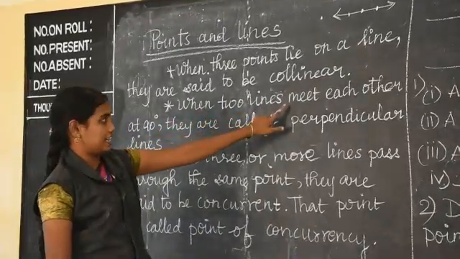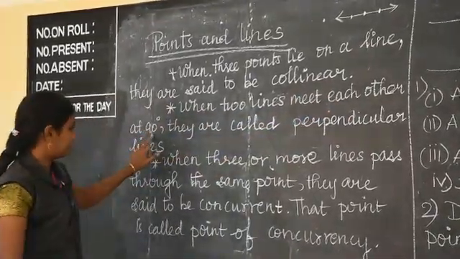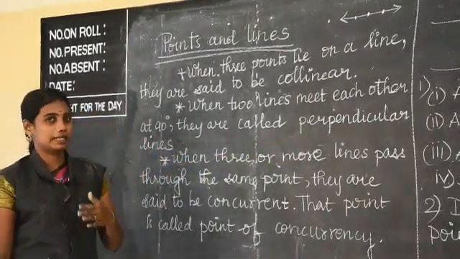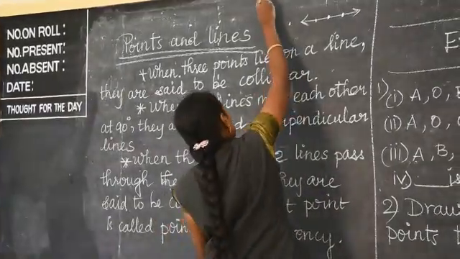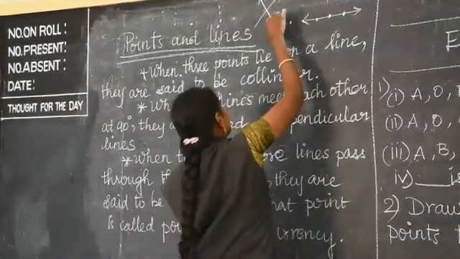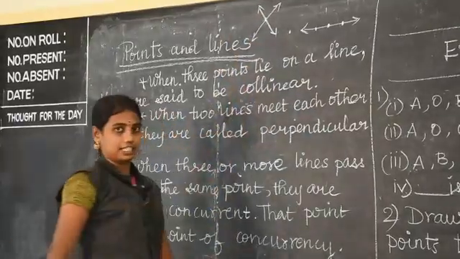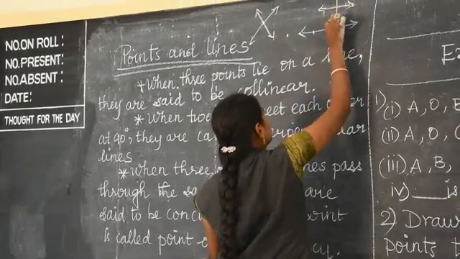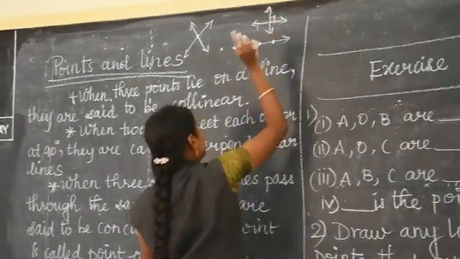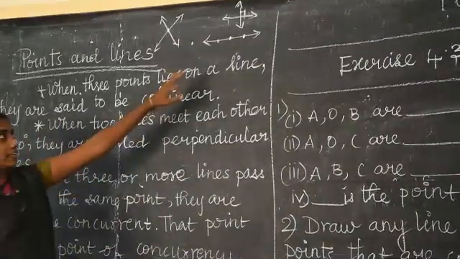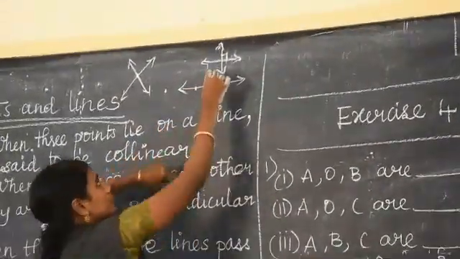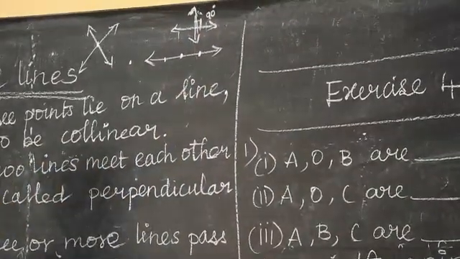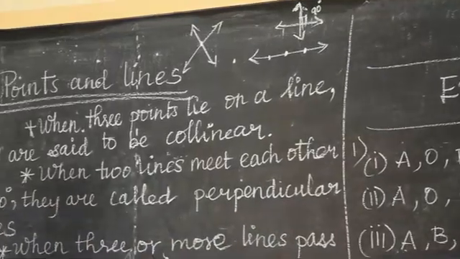Next, when 2 lines meet each other at 90 degree, they are called perpendicular lines. We learned perpendicular and intersecting lines. When two lines meet at a point, it is intersecting lines. When you have 90 degree, that is perpendicular lines. If you have 90 degree, that is perpendicular line.